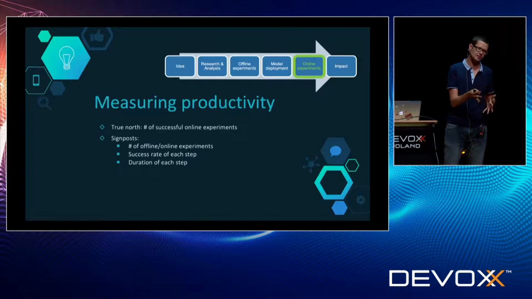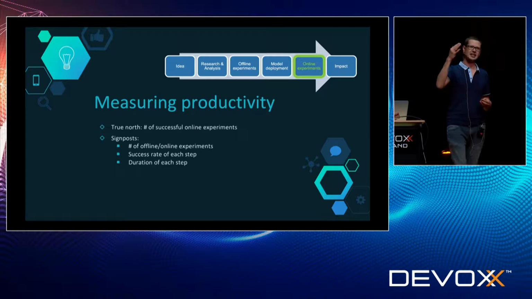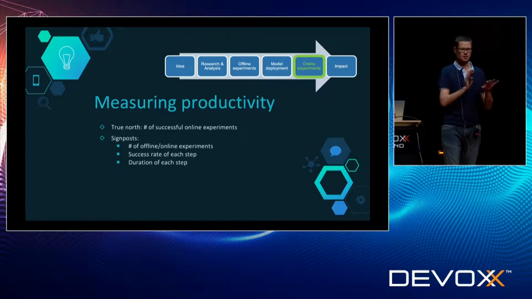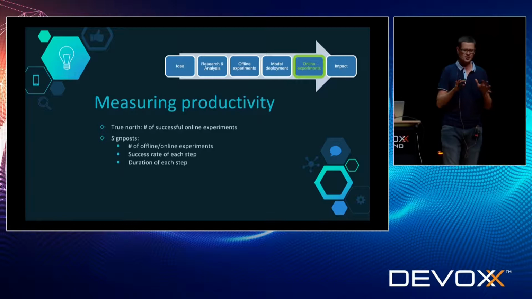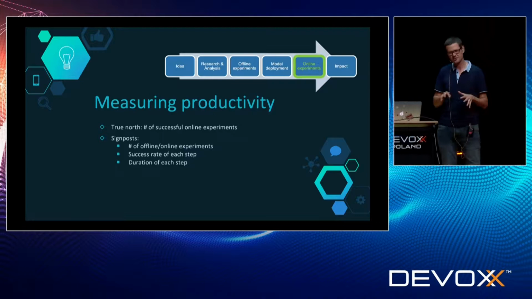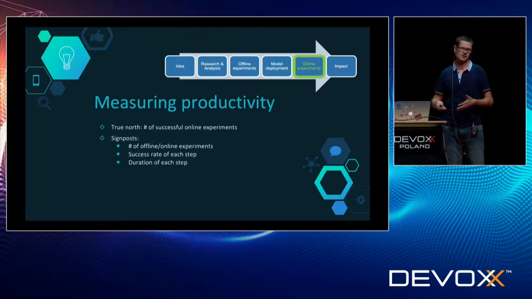How exactly we measure that productivity was an important thing that we had to figure out. So our true north is the number of successful online experiments. Successful meaning that the metrics are good, which means that we're going to ramp it up fully, right? So it stops being an experiment, it's part of the system. Having only one metric for true north is not super useful. It's useful to also have signpost metrics, or more low-level metrics, like the absolute number of offline and online experiments, or failure rate, or duration of every step of those activities. We found it useful, and we are tracking them.